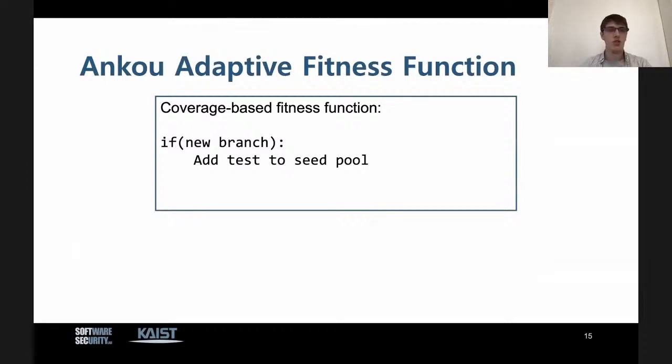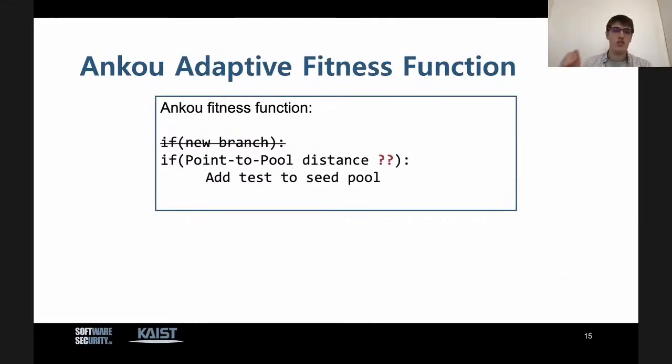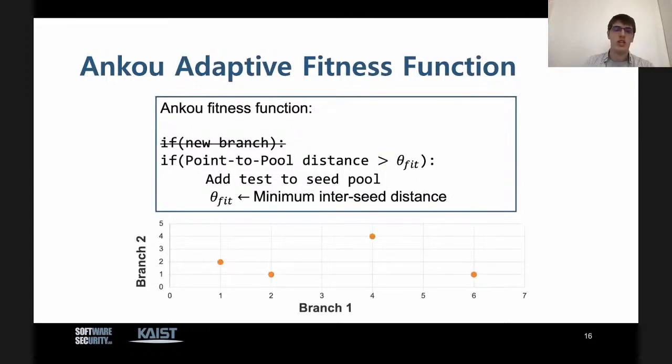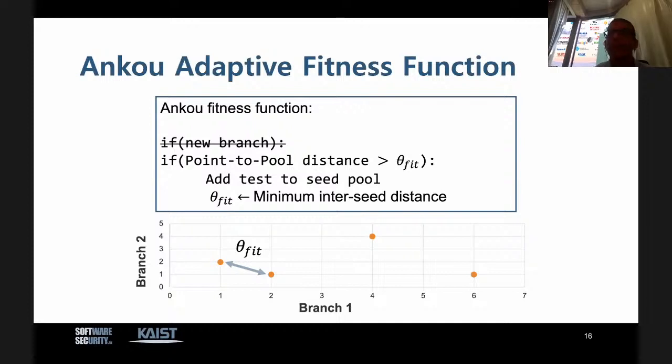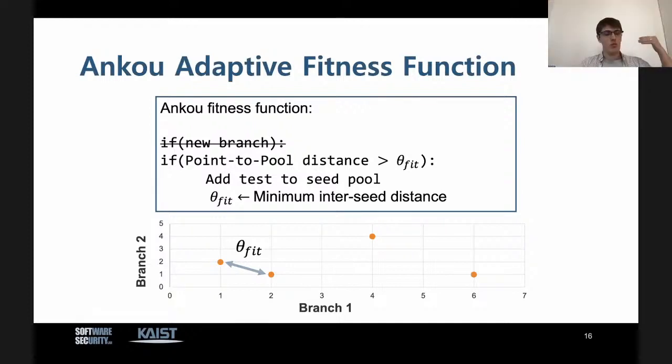We can go on building our fitness function. To remind you, the coverage-based fitness function says that if there is a new branch, then we add the test case to the seed pool. For Enku, we have this distance to base our decision on. We say if the point to pool distance is above a threshold, then we add the test case to the seed pool. We set the threshold as the minimum inter-seed distance, meaning that we compute the distance between all pairs of seeds, and we set the threshold as the minimum distance. Why? The intuition is that the minimum distance is the minimum we accepted in the past, so it will be the minimum we accept in the future.